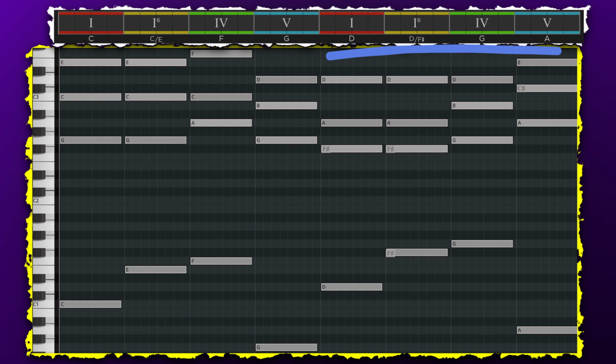Here's the previous example again, but this time moving up a whole step to the D major key to show you the same effect.